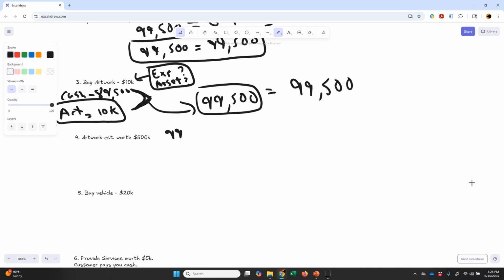Okay, we're gonna just leave this. The balances are essentially going to be the same. Nothing's changed here. Okay, so this is the case that we just estimate that it's worth more, but we haven't actually transacted. Now let's say we do sell it. Okay, we sell it for 500K. So what happens to our balances? So the cash balance is going to go up 500K because we sold it. It's going to be 589,500. Art is now zero because we sold it.